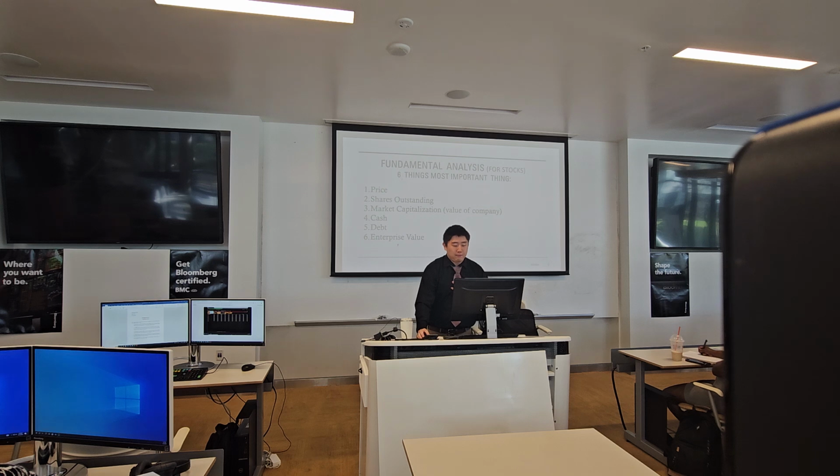There's 6 really important things that I want you to look at for any stock, and these are just the bare minimum. So, price, shares outstanding, market capitalization, value of the company, their cash, the company's debt, and lastly, enterprise value. I'm sure most of the finance and accounting majors among you would know most of these. But what about enterprise value? I would wager maybe not so much. But if there's one thing I want you guys to take away from today, it's enterprise value. And I'll explain why.